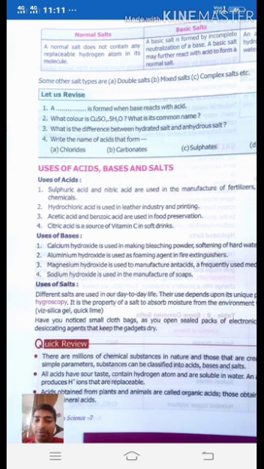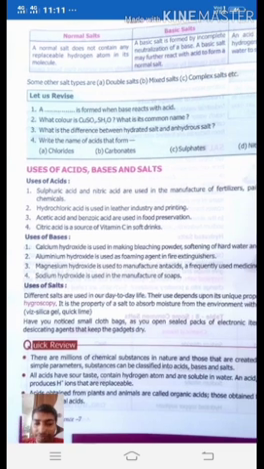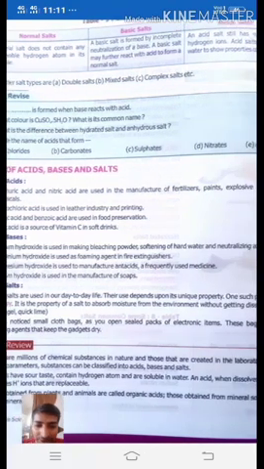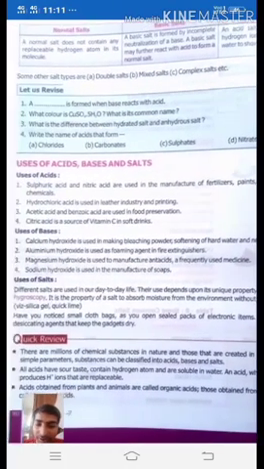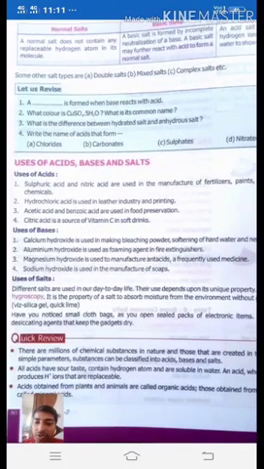Why is it kept inside? To absorb the moisture. If moisture enters the electronic gadgets, they can malfunction and be damaged, right? That's why it is kept there.